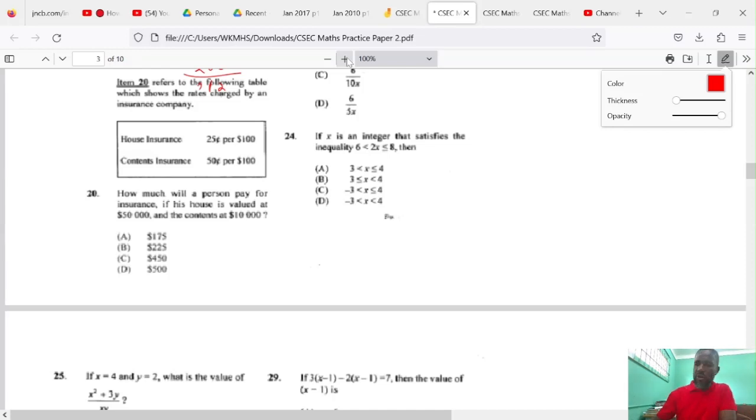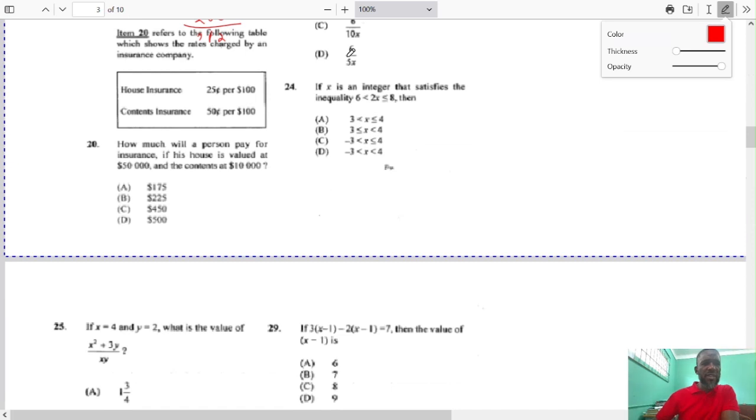We're going to be looking at number 20. It says, how much will a person pay for insurance, referring back to item 20. It says item 20 refers to the following table, which shows the rates charged by an insurance company. House insurance is 25 cents per $100. Contents insurance is 50 cents per $100. How much will a person pay for insurance if his house is valued at 50,000 and its contents at 10,000?